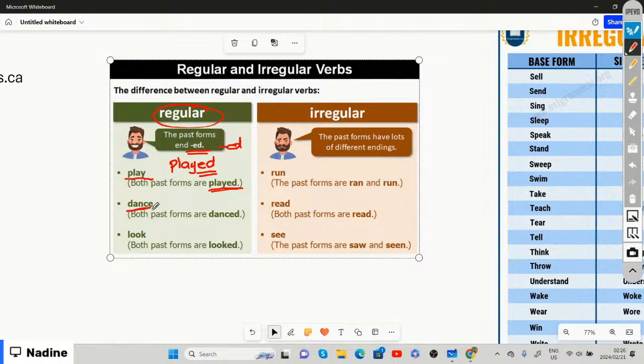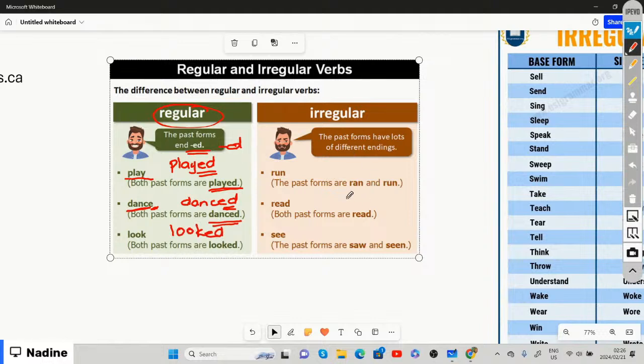Dance, right? It's something that I'm doing now, but in the past I danced. And as you can see, that verb ends with an E. So all we do is we only add a D since our verb already ends with an E. And look, and our past tense is looked.